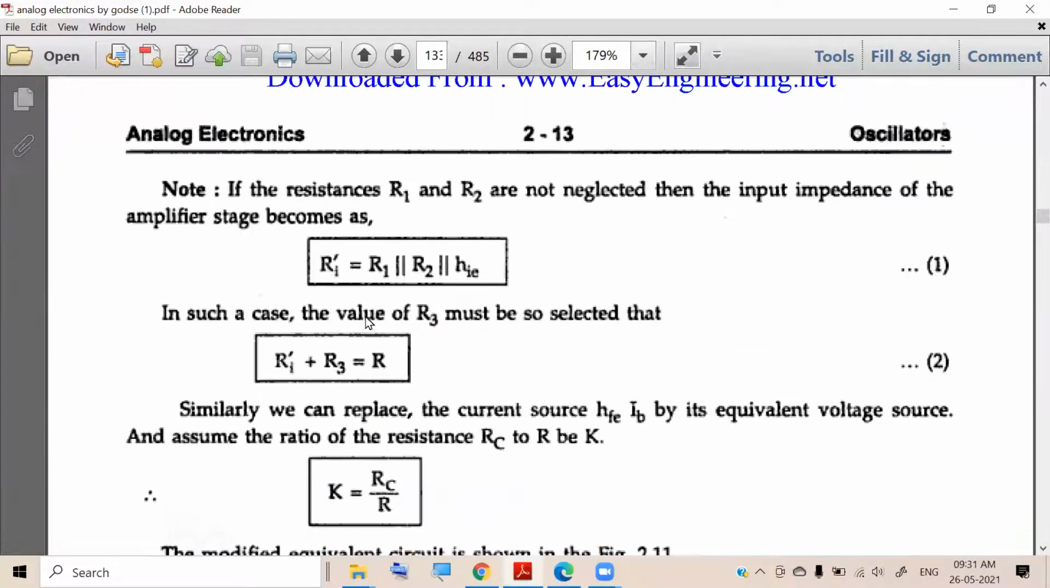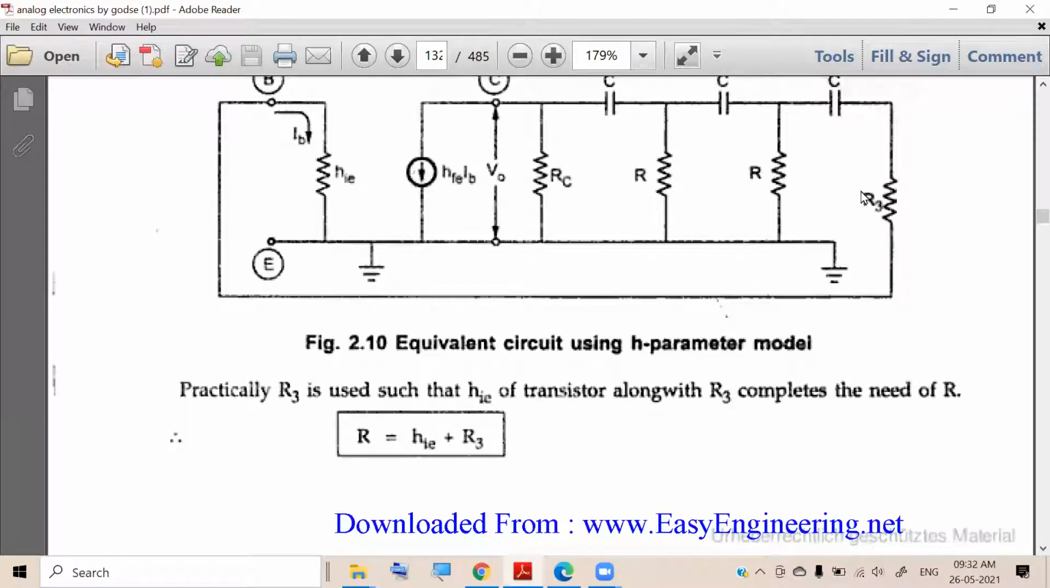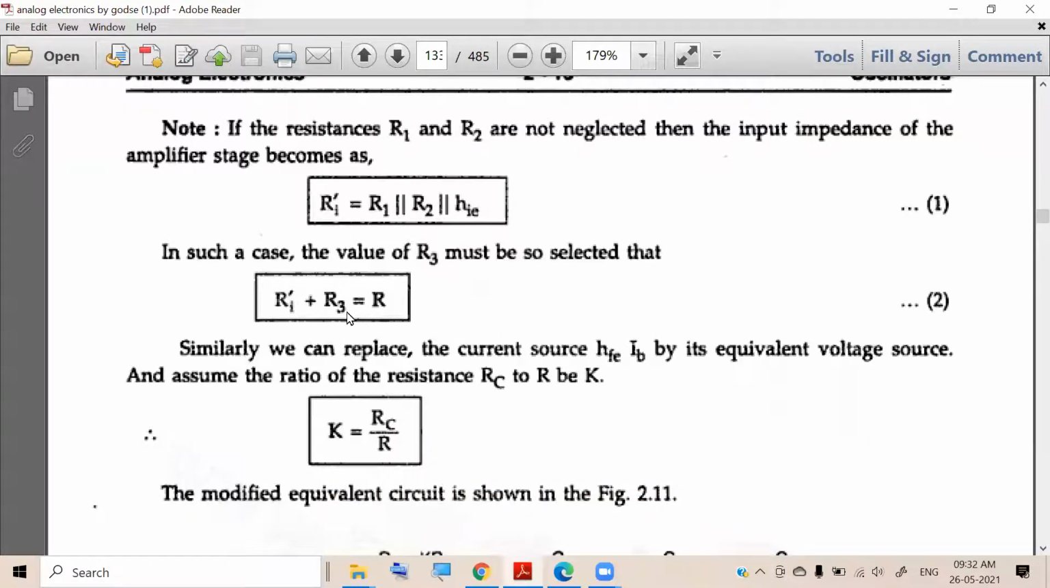So now the net input resistance will become R1 parallel R2 parallel hie. Then we need to choose R3 such that R3 plus the resistance here, which is R1 parallel R2 parallel hie, is equal to R. R3 plus R1 parallel R2 parallel hie, we are calling it Ri dash. So R3 plus Ri dash is equal to R.